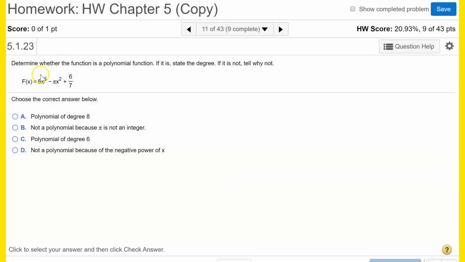All right, what about this one? Is it a polynomial? Look at the coefficients. 8, negative pi, 6/7. Are they real? Yes, they are. Negative pi is maybe a bit of a strange coefficient, but it is still a real number. And look at the exponents, 6 and 2. Are they whole numbers? Yes, they are. So it is a polynomial. What is the degree of this polynomial? The highest exponent is 6. Polynomial of degree 6.